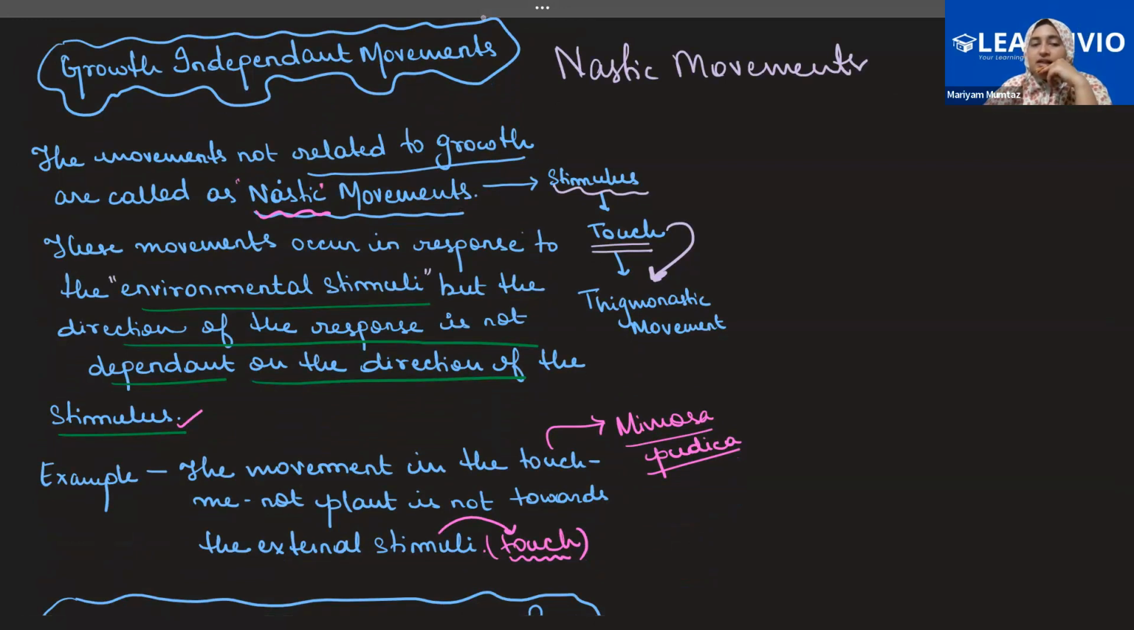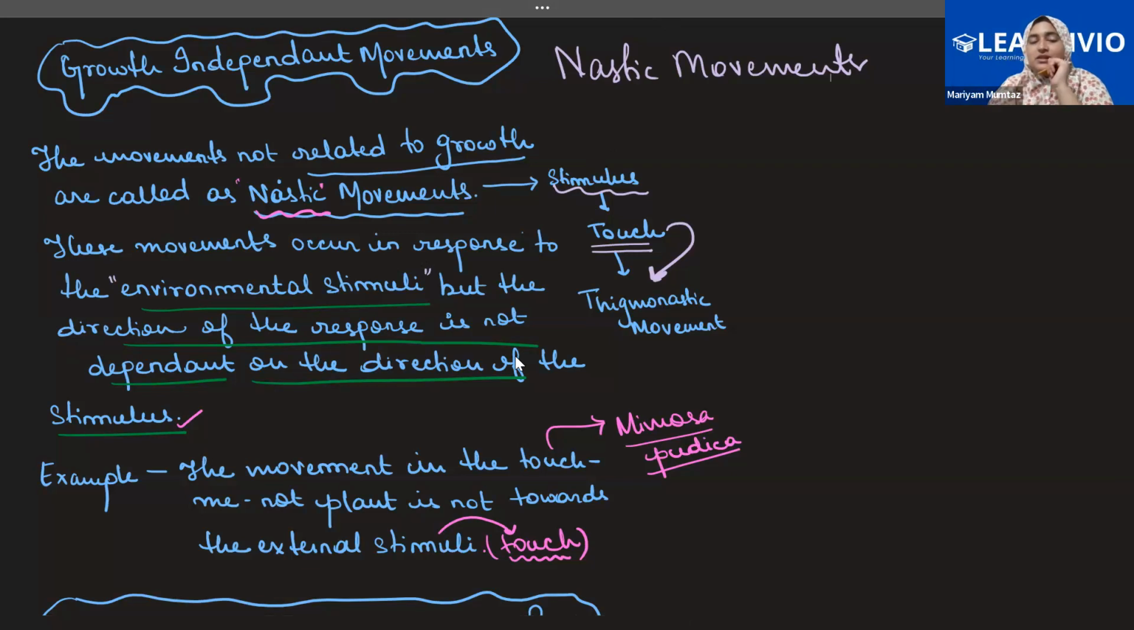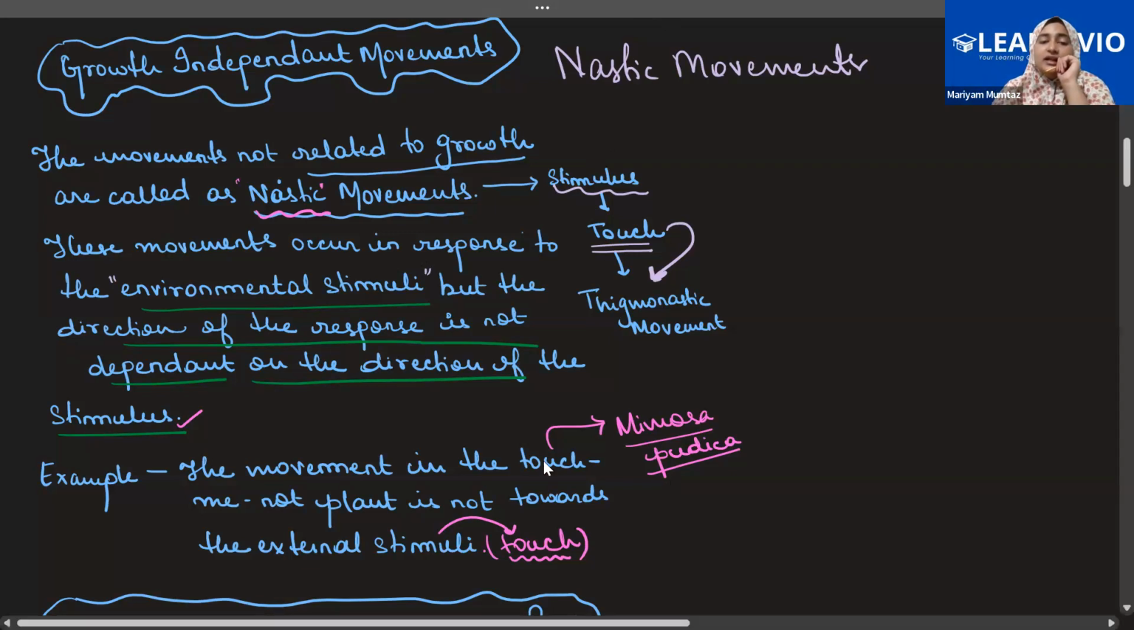Here, what happens whenever an external stimulus is provided to the plant? The response is made, obviously, but the direction of the response is not dependent on the direction of the stimulus. For example, have you people heard about touch me not plants? What happens is when you touch them, they start folding themselves, right? The leaves start closing themselves. So this is a great example.